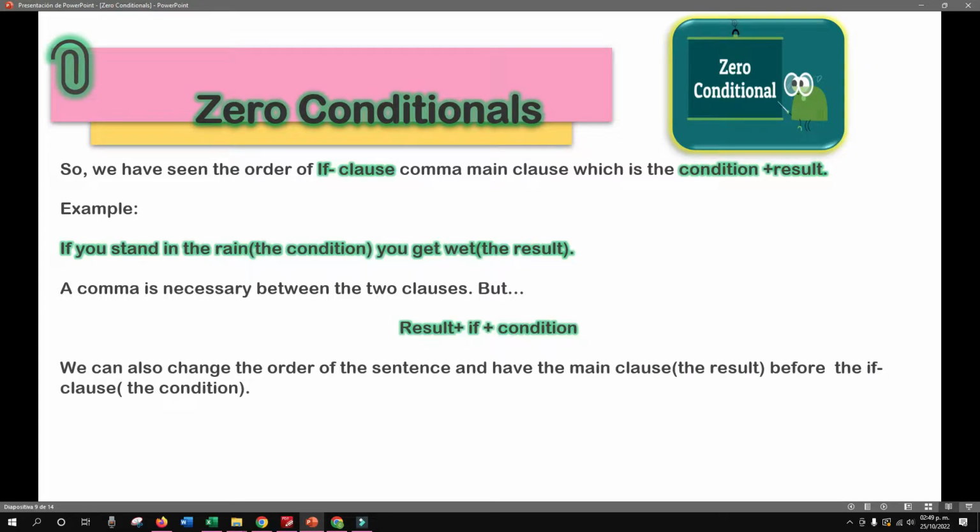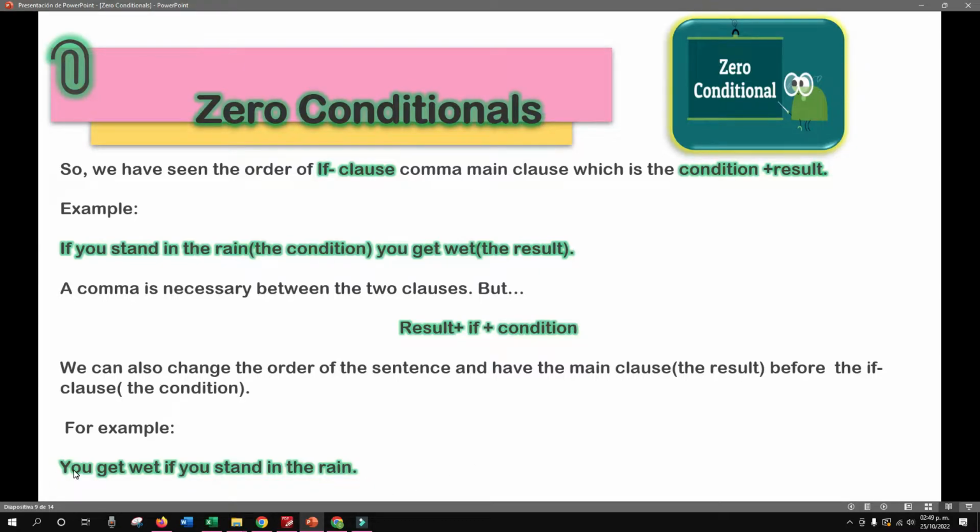We can also change the order of the sentence and have the main clause, the result, before the if clause, the condition. Acá está cuando lo cambiamos, vean, la forma inversa. Primero el resultado, luego la oración con if, ¿verdad? Y la condición, ¿verdad? So, in this case, we don't need a comma. Acá no vamos a necesitar coma. For example, you get wet if you stand in the rain, right?